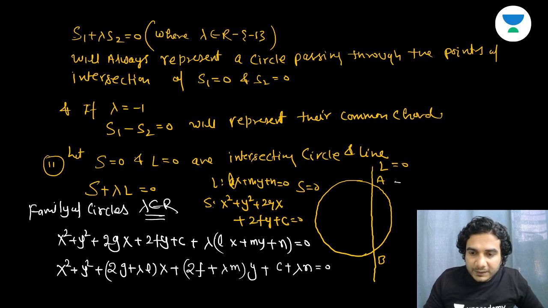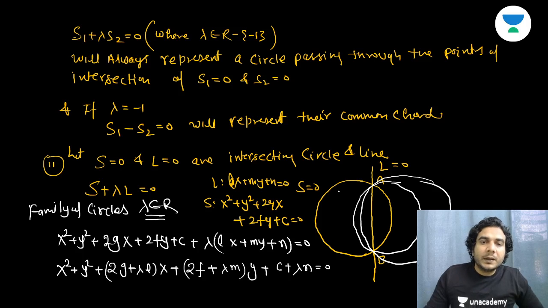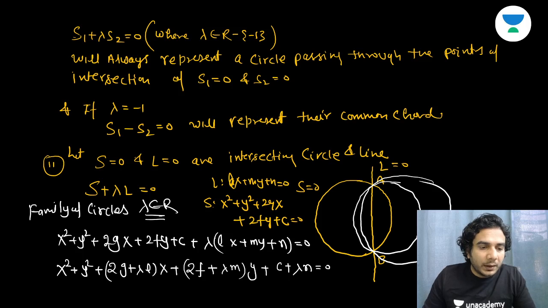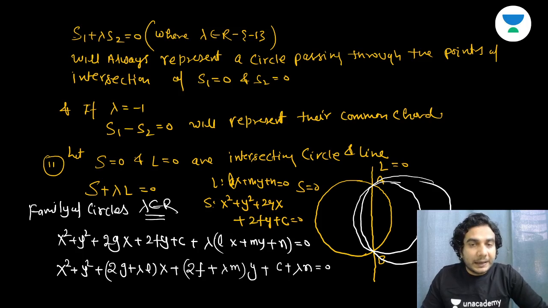So all these circles, you can make any circle. This white circle is represented by s plus lambda L. This another circle is represented by s plus lambda L. Now also compare the previous equation. If given an option that you need to make a family using two circles or one circle and a line, then you should always choose a line and a circle, because that will involve less calculation.